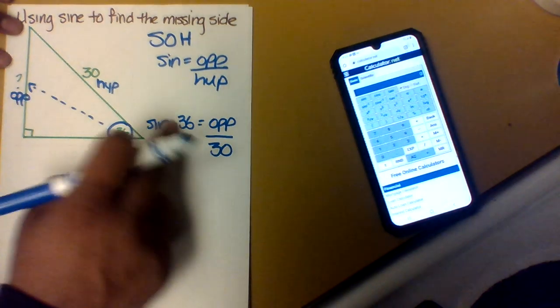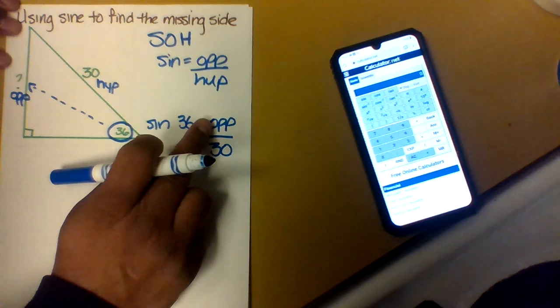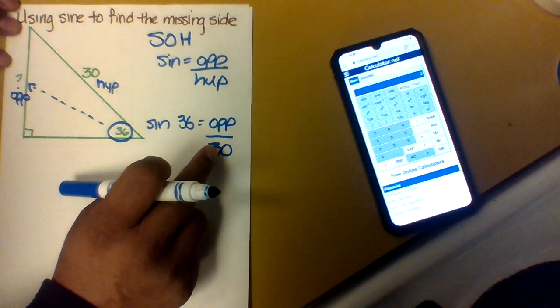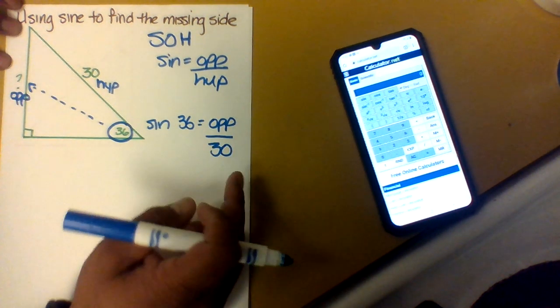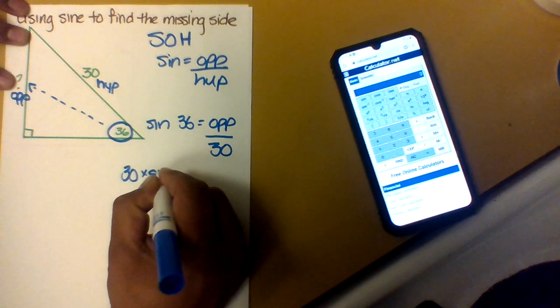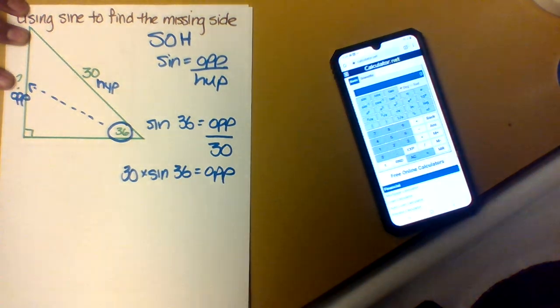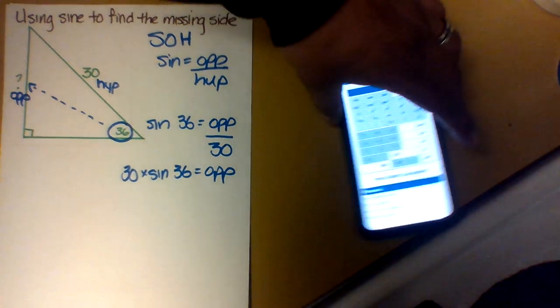So how do we do this? Well, this can't switch sides, but what is the opposite of what's being asked here? It's asking for the top number to be divided by the bottom. Well, the opposite of divide is multiply. So if we go 30 times the sine of 36, we're going to get the opposite side length.